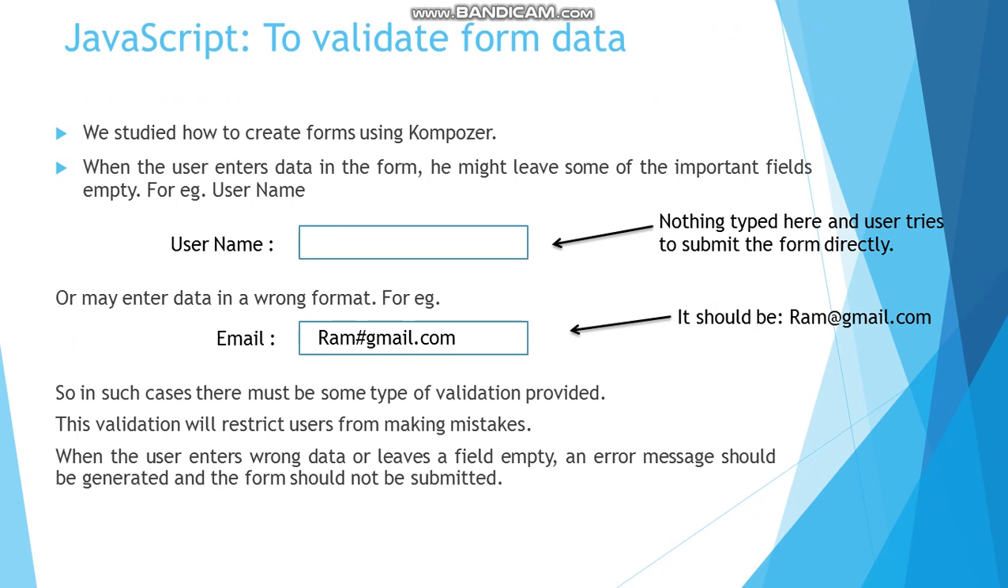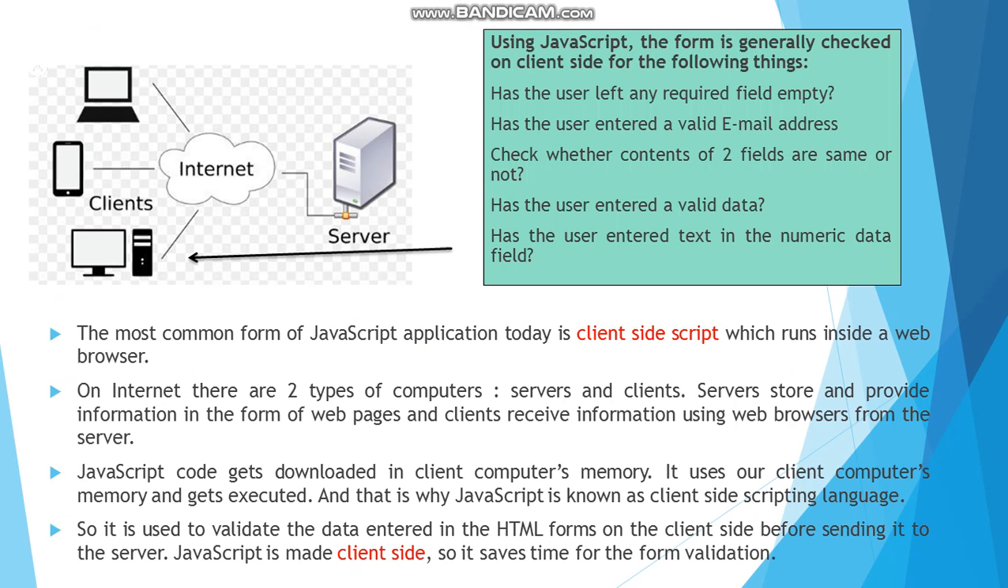Basically the work of JavaScript is to validate the form data. So whatever data we have entered inside a form, if it is wrong, then we can create such a JavaScript program that helps us to manage real information. If it is wrong, then it will not submit the form. Then remember, JavaScript is a client-side scripting language. So the program of JavaScript gets downloaded in our client computer's memory, and there it validates the form data.